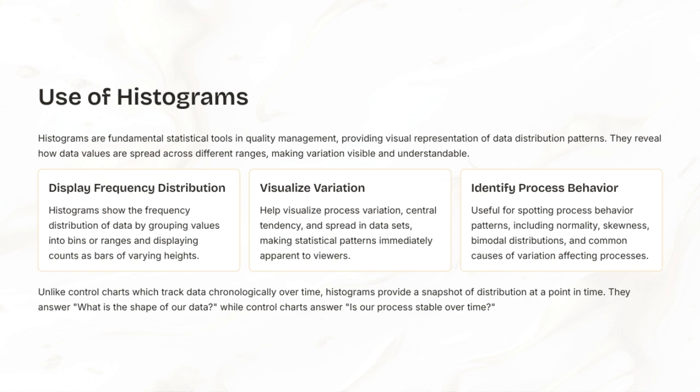The core idea is that histograms display the frequency distribution of data. They do this by grouping data into bins or ranges, and then showing the count of data points in each range with bars of different heights. In essence, histograms are fundamental tools in quality management. They give us a visual representation of how data is spread across different ranges, making variation clear and understandable. By doing this, they help us better grasp the overall process behavior and identify areas that may need attention.